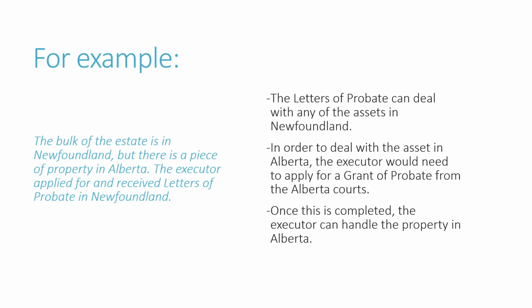Let's look at a common example. Let's say there's an estate that's mostly in Newfoundland. This includes a house, bank accounts, investments, and personal items. Because there's real property, the house, the executor applied for and received letters of probate. The executor can now handle any of the assets in Newfoundland, but there's also a piece of property in Alberta. The Newfoundland probate doesn't include this asset, but the executor is still obligated to handle this property. So he applies to the courts in Alberta for a grant of probate. As soon as the grant comes back completed, the executor can deal with the property in Alberta.